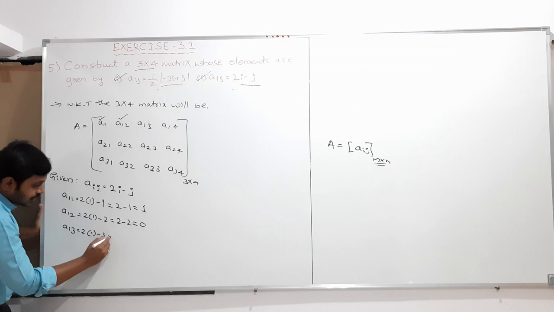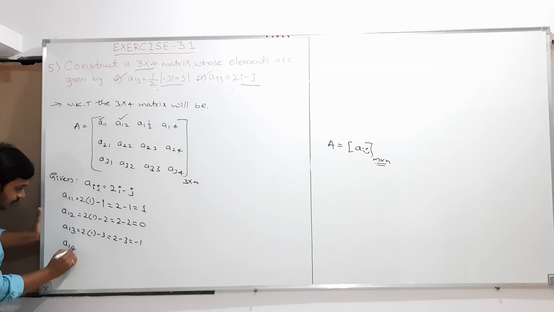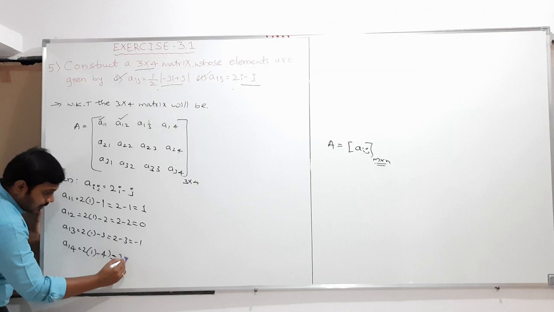Therefore 2 minus 3 is equal to minus 1. And next, A14 is equal to 2 into 1 minus 4, which is 2 minus 4, equal to minus 2. So like this we should calculate, students.